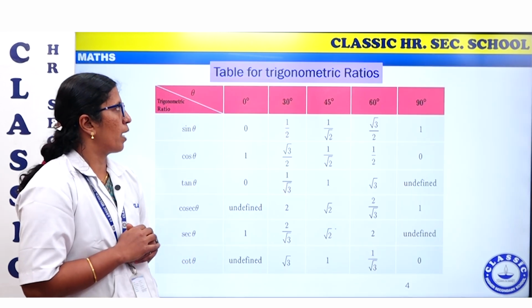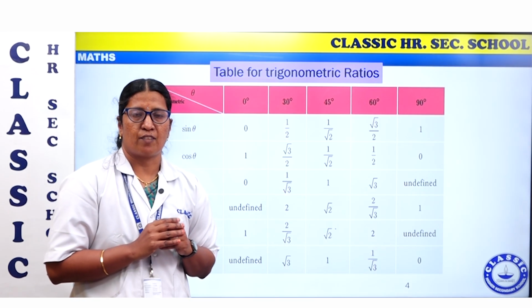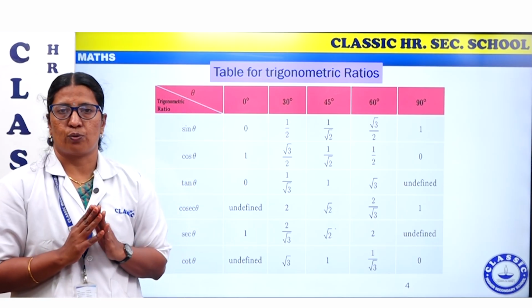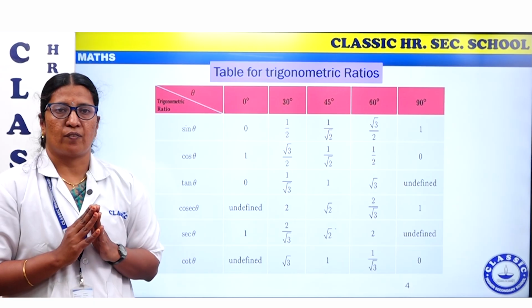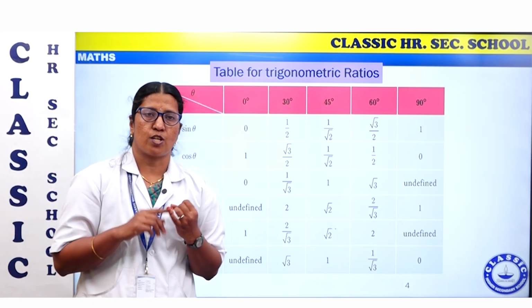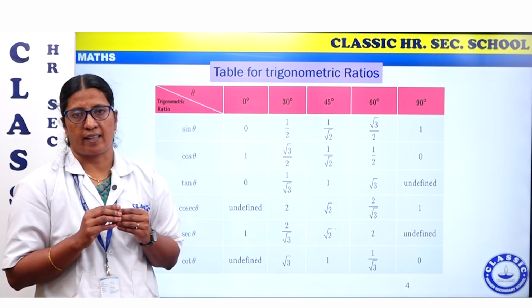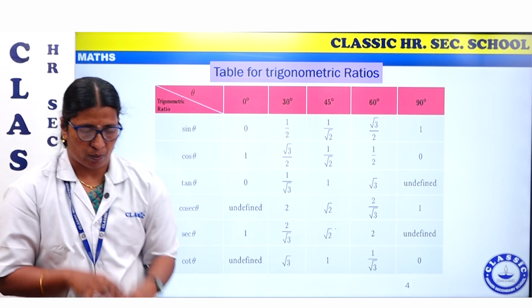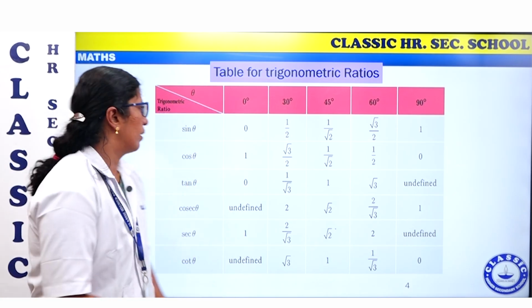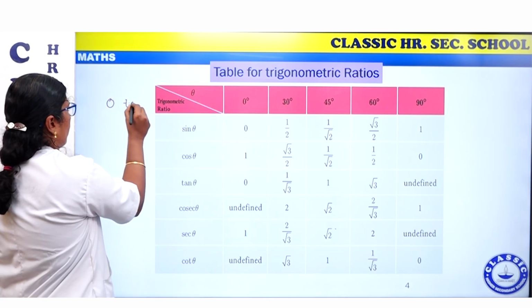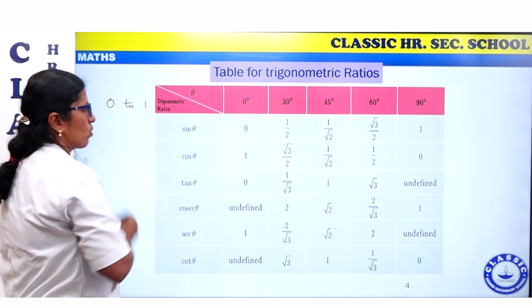Next, the table for trigonometric ratios that we have learned in our earlier classes. You know very well that 0 to 90 is the range of acute angles. In between, the angles we have defined are 0 degree, 30 degree, 45 degree, 60 degree and 90 degree. How can you remember these values? I want to give you one shortcut. Look at this. I am taking the numbers 0 to 1. In between only these values are there.